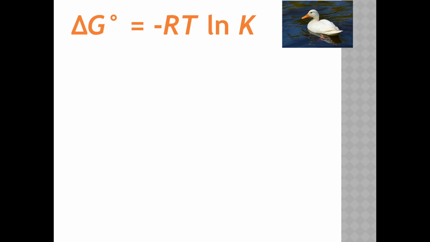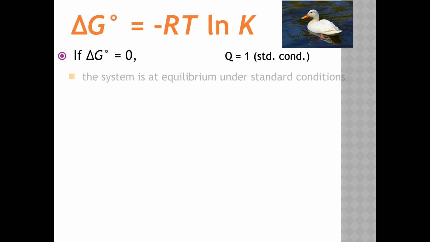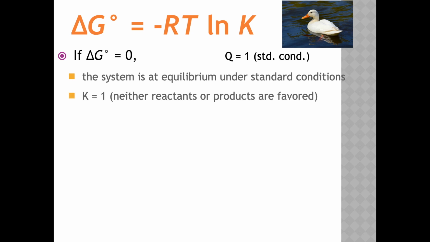Let me illustrate. If standard delta G is equal to 0, we know that the system is at equilibrium when all the reactants and products are at 1 atmosphere or 1 molar concentrations. That's when Q is equal to 1. So Q is equal to K. So K is equal to 1. Neither the reactants or the products are favored more than the other.